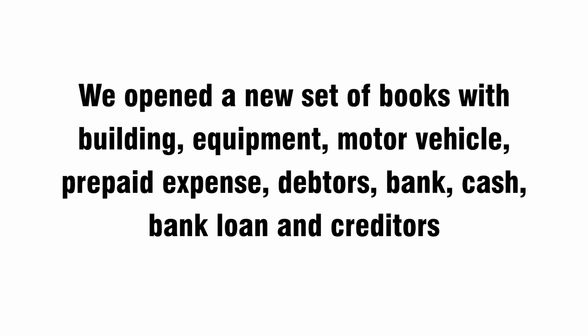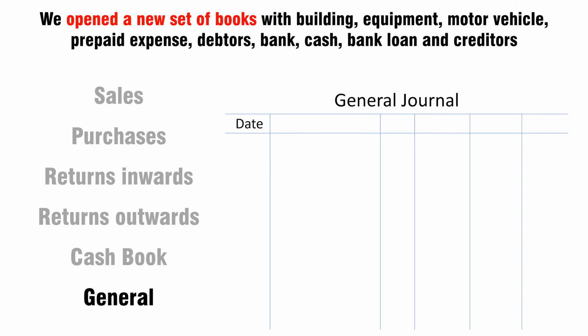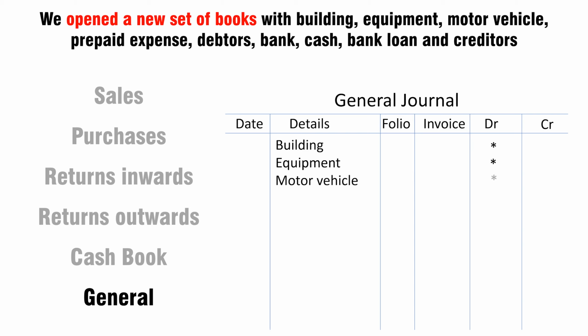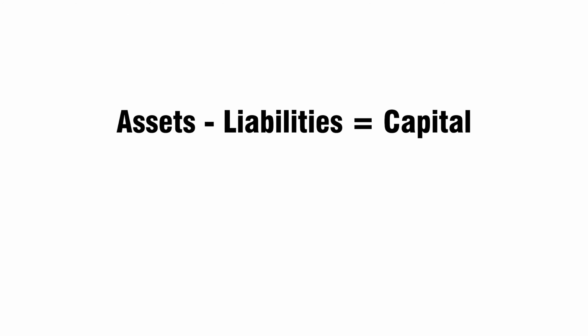We opened a new set of books with building, equipment, motor vehicle, prepaid expense, debtors, bank, cash, bank loan, and creditors. General journal: date, details, folio, invoice, debit, credit, building, equipment, motor vehicle, prepaid expense, debtors, bank, cash, bank loan, creditors. Assets minus liabilities equal capital.